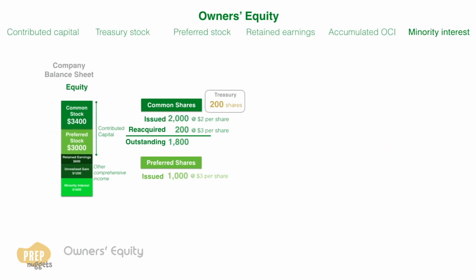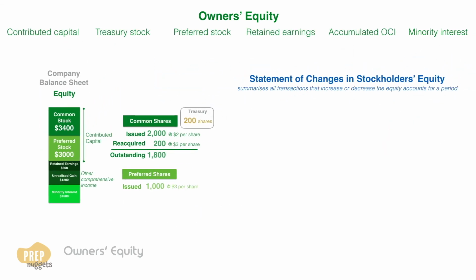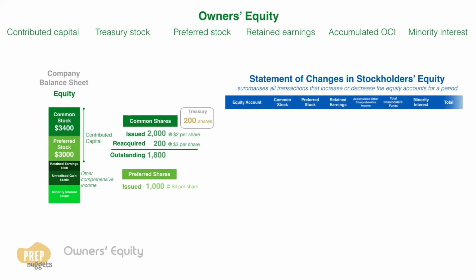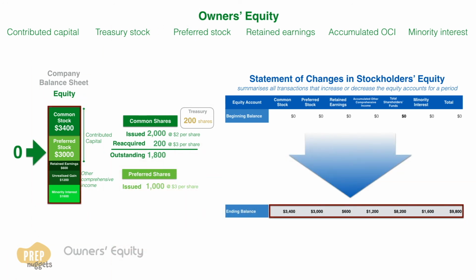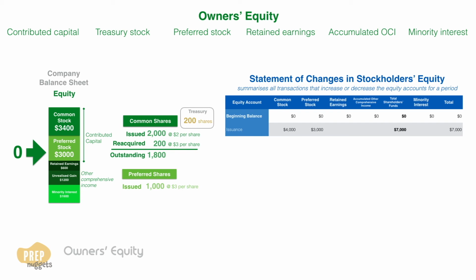The statement of changes in stockholders' equity summarizes all transactions that increase or decrease the equity accounts for a period. We shall illustrate how this statement records the changes that brings this company from zero equity to what we see in the current balance sheet. $4,000 worth of common stock and $3,000 worth of preferred stock is what was issued during this period. Within this period, $600 was used to repurchase 200 shares of common stock. This is a reduction of stockholders' equity.